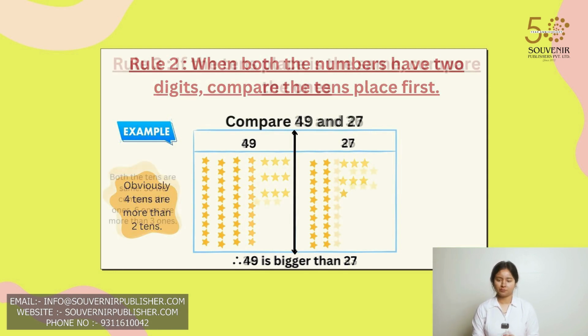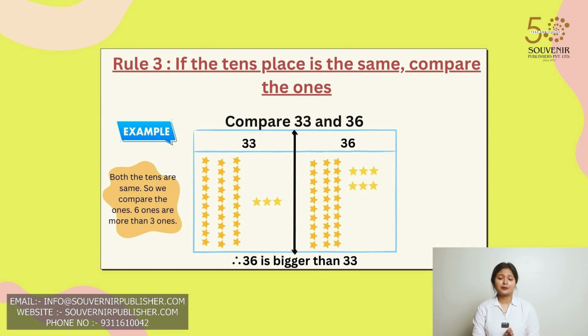Now let's move forward. Rule number 3. If the tens place is the same, compare the ones. Now we are going to compare 33 with 36. We can see at the tens place we have 3 in both the numbers. Now we are going to compare the ones place. We have 3 and 6. Can you tell me which one is greater? 6. Now both the tens are the same, so we compare the ones. 6 ones are more than 3 ones. So which one is going to be the bigger number? Correct. 36 is bigger than 33.